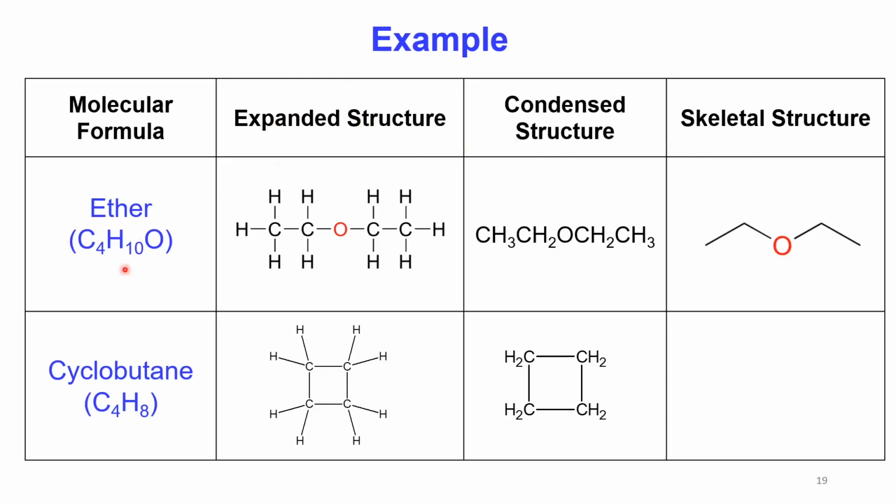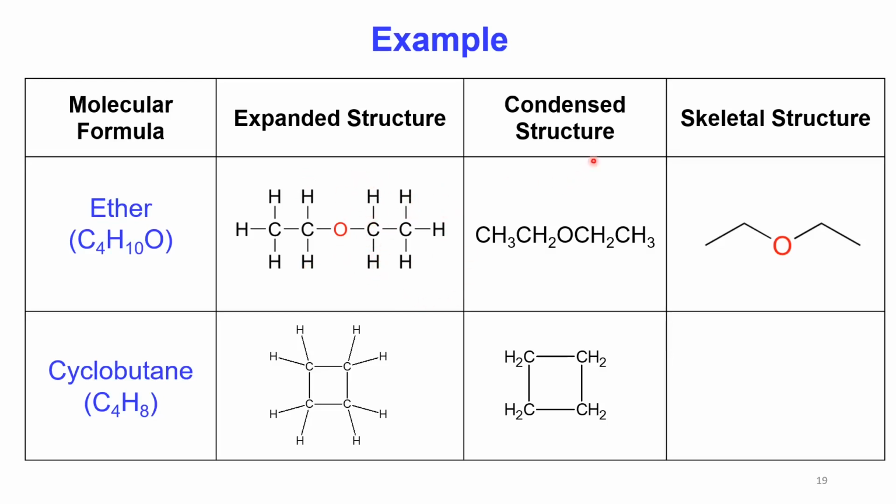The first one we have is C4H10O, which is an ether. So this is the expanded structure. In the expanded structure, we need to show all the covalent bonds between carbon and hydrogen, carbon and carbon, and carbon with the oxygen atom. So this is the expanded structure for ether: CH3, CH2, O, CH2, and CH3.